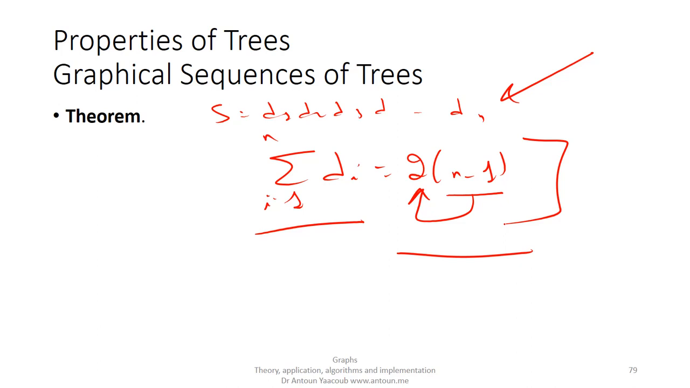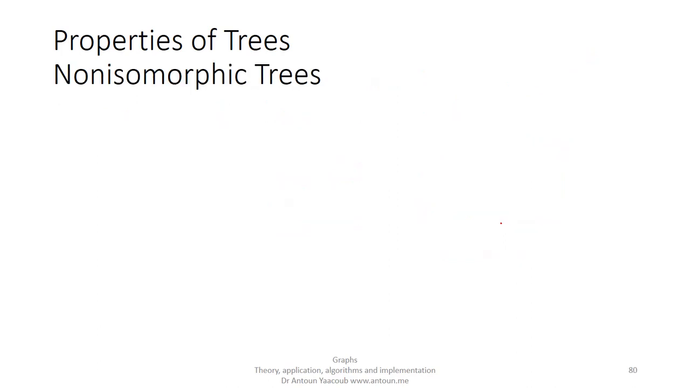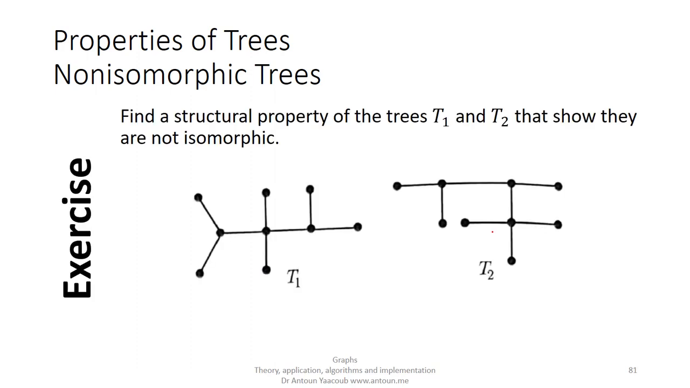So for non-isomorphic trees, the most useful techniques are comparing degree sequences, looking at longest paths and looking at shortest paths between vertices of a given unique degree. This is why we have an example here. Find a structural property of trees T1 and T2 that shows that they are not isomorphic. So we are telling you that these trees are not isomorphic, and you need to find why.